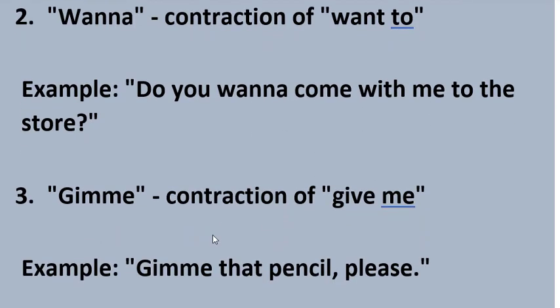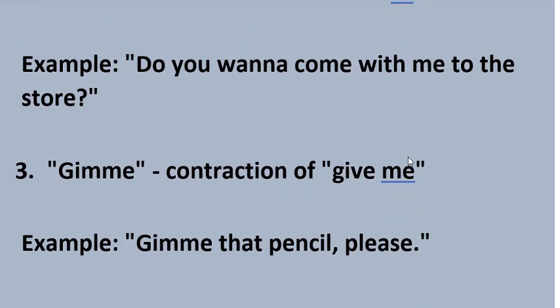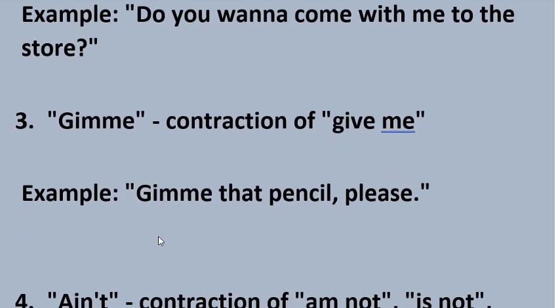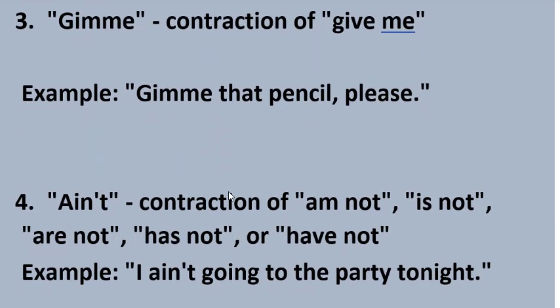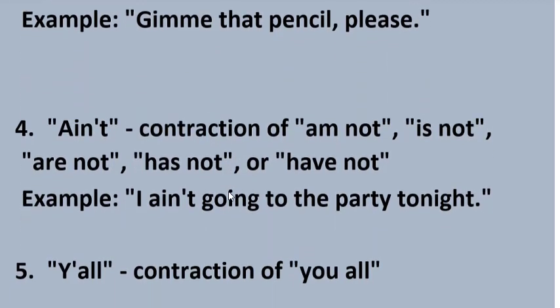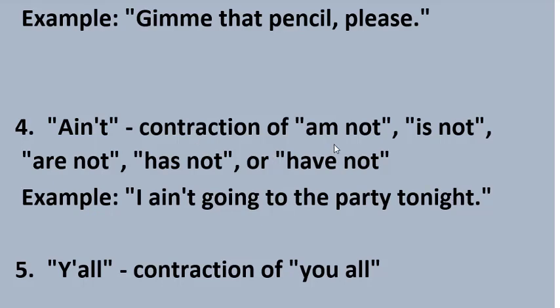Gimme، اختصار لـ give me. Give me. Example: Give me that pencil, please. أعطني ذلك القلم من فضلك. Give me that pencil, please. Give me. الكلمة الثالثة أو الرابعة هي ain't، contraction of am not، is not، are not، has not، or have not.